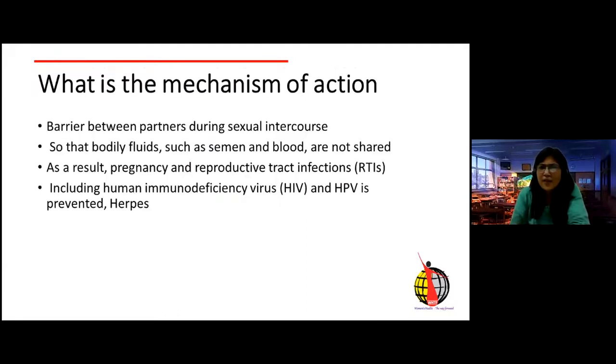What is the mechanism of action? Very simple. It's a barrier to avoid bodily fluids, semen and blood from being shared, as a result of which pregnancy is avoided, as well as certain reproductive tract infections like gonorrhea, chlamydia trachomatis, and of course HIV, HPV, and herpes. This is called the double plus effect of the barriers, which is very, very important, especially of the male condom.